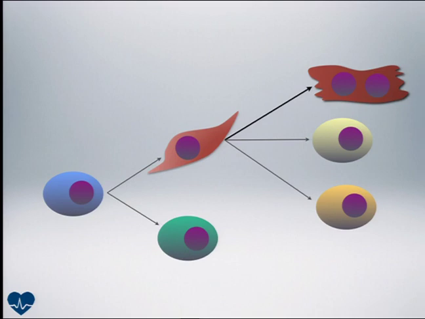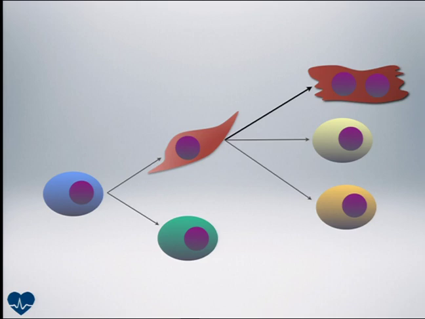And at the root of our interest is to really try to understand lineage decisions. How does a pluripotent cell become committed to a particular lineage and then get differentiated into various specialized cell types while at the same time being formed into a three-dimensional functional organ?